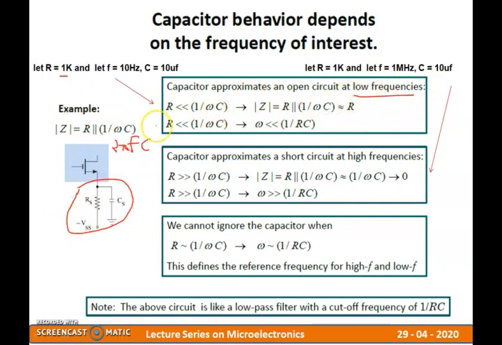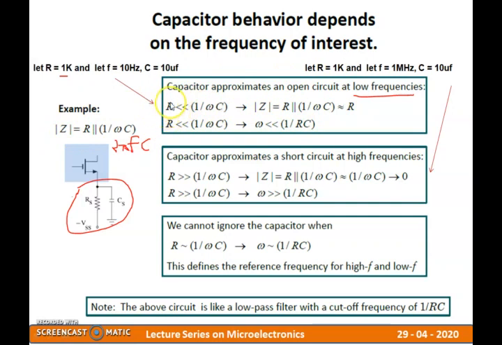Let me repeat it once again. At low frequency I am considering the C value as 10 microfarad, F as 10 hertz. The combination of that will be equal to 1 microfarad. 1 over 1 micro will be 1 mega. 1 mega parallel 1 kilo will be almost equal to 1 kilo. So the Z value will be equal to 1 kilo, which is nothing but my R. So hence my impedance is reaching a value of R under low frequency.